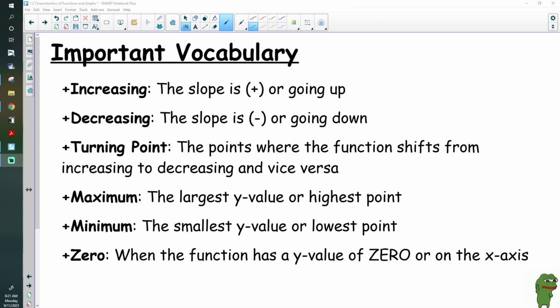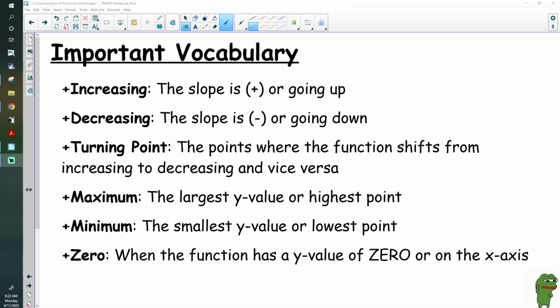Where's its highest point? Where's its lowest point? When's it going up or increasing? When's it going down or decreasing? When does it go from increasing to decreasing? When is it hitting the x-axis? We call those zeros. But these are the things we need to know. We need to know increasing, decreasing. Now these are all in that foldable that you already have.